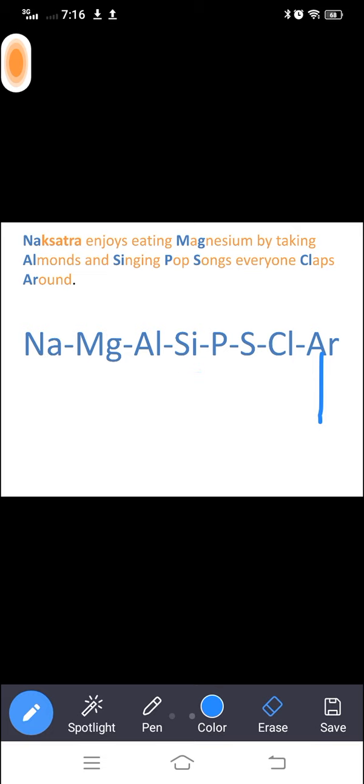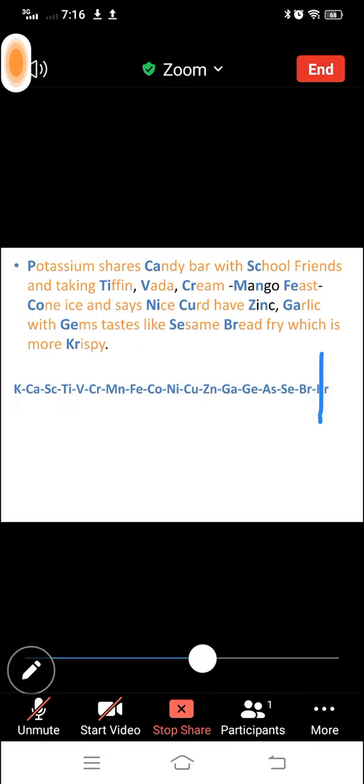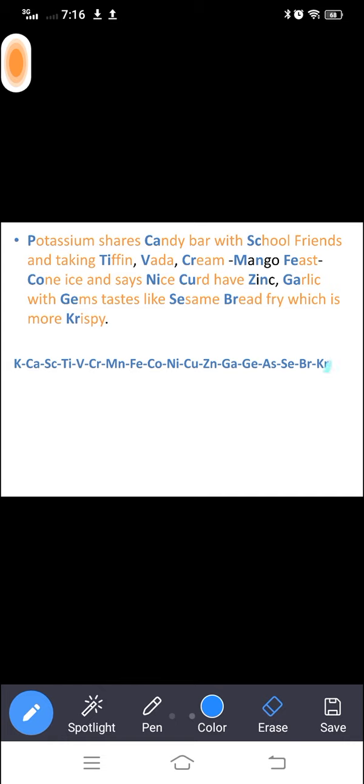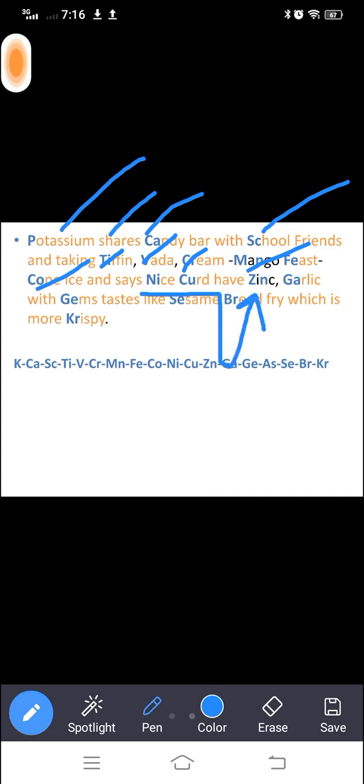Now we go to the fourth period. Fourth period starts with potassium. Here we are going to start with the element itself. Potassium shares candy bar with the school friends and takes tiffin, vada, cream, mango feast, cone ice and says, nice curd, have zinc. Yeah, curd contains zinc.